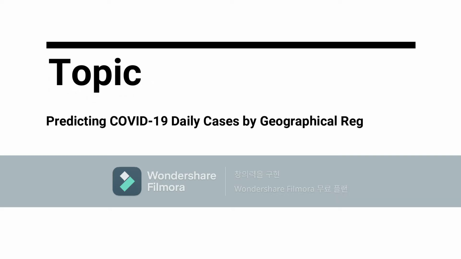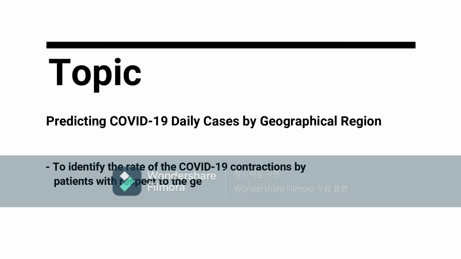Today, I want to portray to you the effect of geography on the spread of COVID-19 or any viral pandemics in general. First, I want to present my analysis on the data that predicts the daily cases of COVID-19 by region. I chose this topic to identify the rate of COVID-19 contractions by patients with respect to the geographical region.